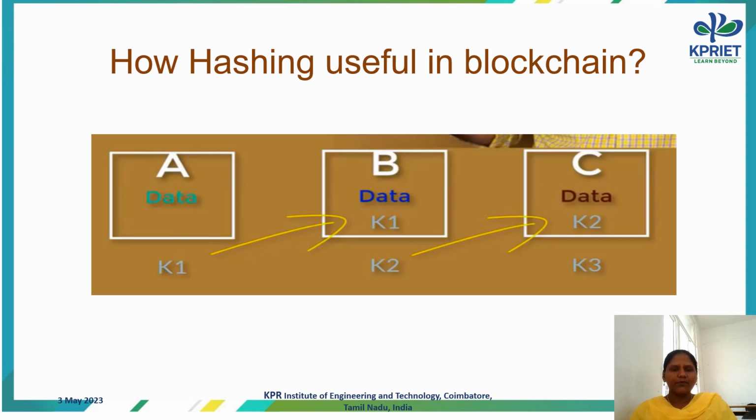For the first block, we generate a hash value with the name K1. This K1 will be added in the next block as one of the transactions, so K1 will be considered a transaction in the second block, named B. Similarly, for block B, we generate one hash value with the help of Merkle tree formation. That K2 we are going to combine with one of the transactions in block C. By this way, we connect all the blocks together like a linked list in a data structure.